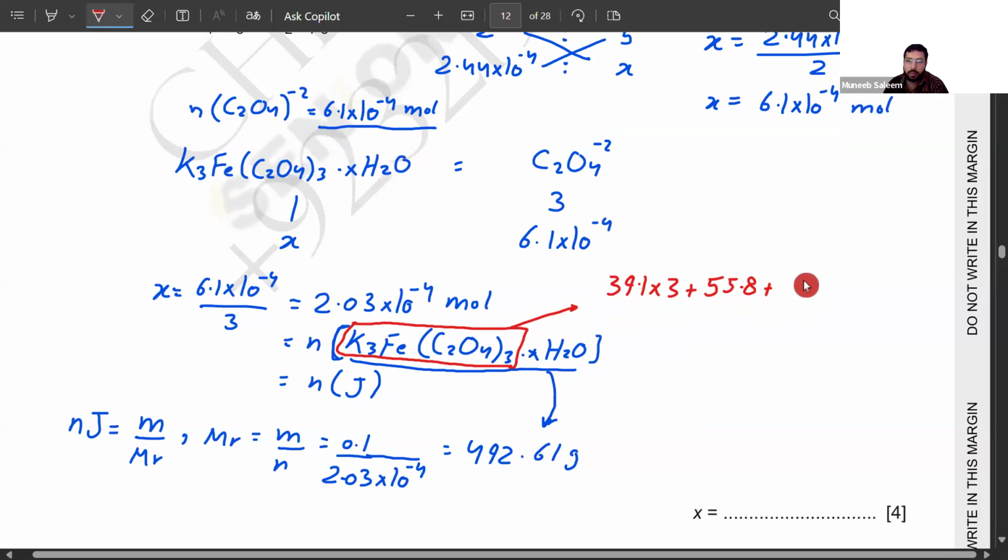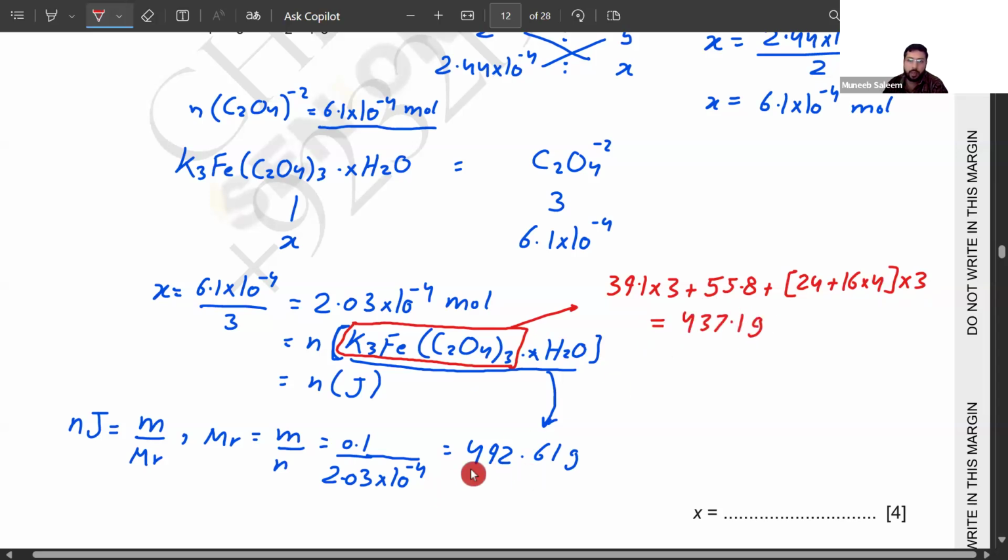Plus, we know the carbon is 12. For 2 carbons it is 24. And oxygen is 16 times 4. And then multiply this with 3 because we had 3 ethane diol. So when you compute this value, you will get the answer 437.1 gram.